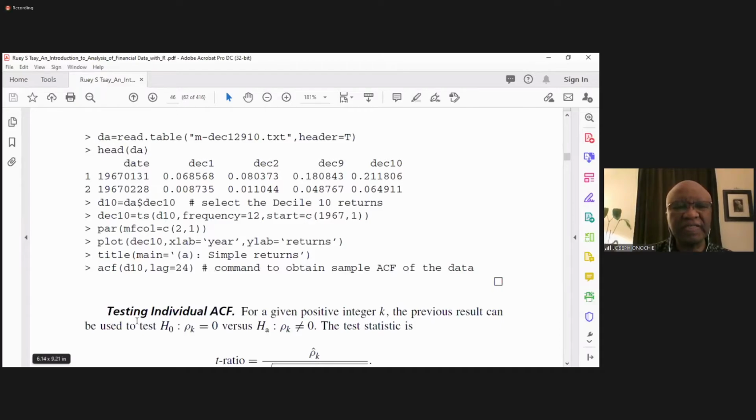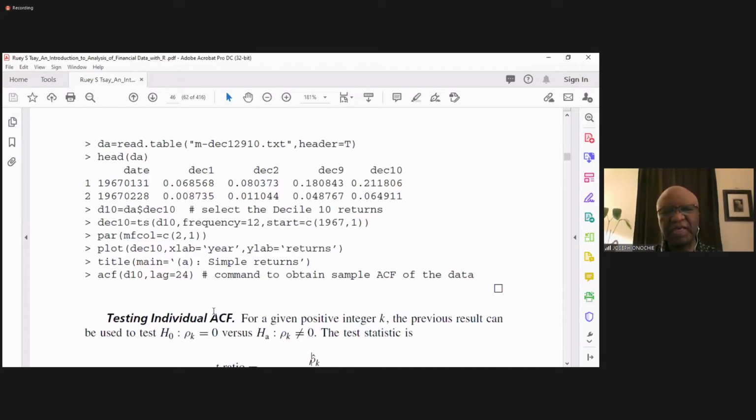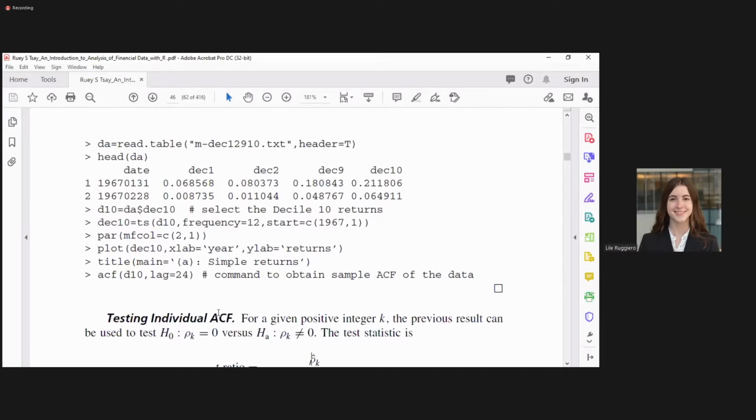It says testing individual autocorrelations. So Lily, this can be confusing. They say ACF, so it's a function. They believe you understand this, but it should be testing individual autocorrelations, okay? Okay, got it.